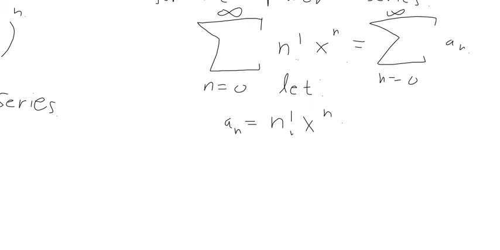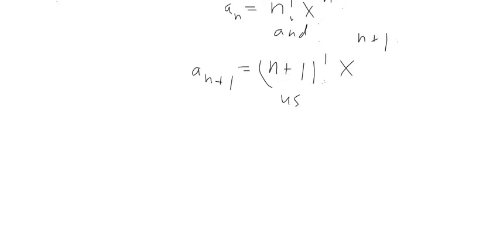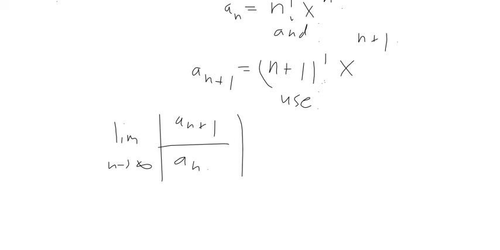We know a subscript n. We also need to know a subscript n plus 1 because that's the only way to use the inverse of the ratio test. Let's define what a subscript n plus 1 is. That would be n plus 1 factorial, because we're putting n plus 1 for every n, times x to the n plus 1. Now that we have a subscript n and a subscript n plus 1, we can use our formula: the limit as n goes to infinity of the absolute value of a subscript n plus 1 over a subscript n, the ratio of these sequences.